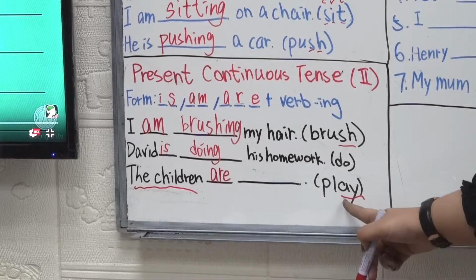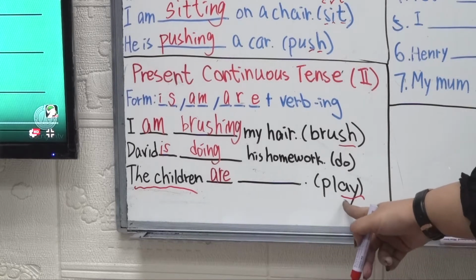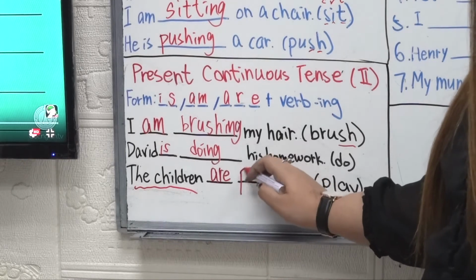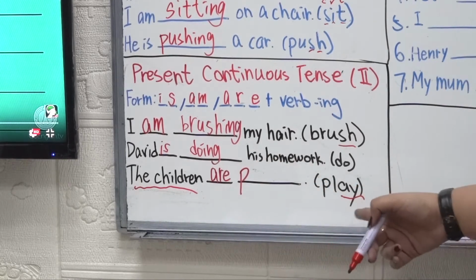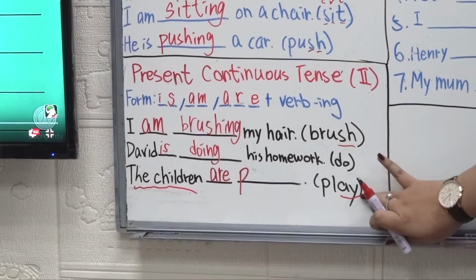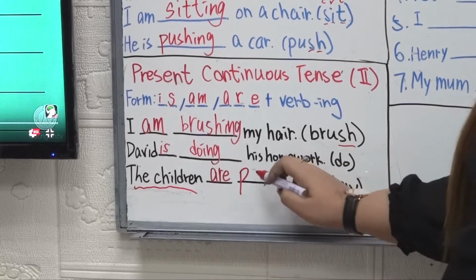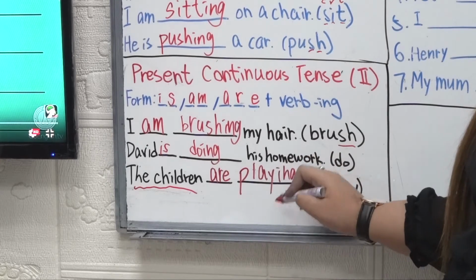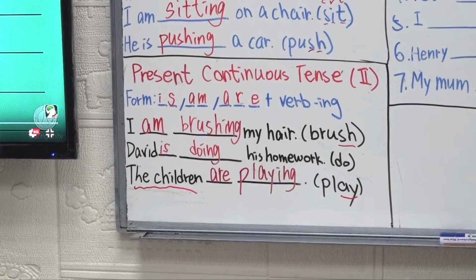Remember I told you last time? If it ends with a vowel and letter Y, do we change anything? No, okay, nothing. Although it's a vowel and a consonant, sometimes in English we don't have to change it, okay? Play becomes playing. We do not need to double the letter Y.